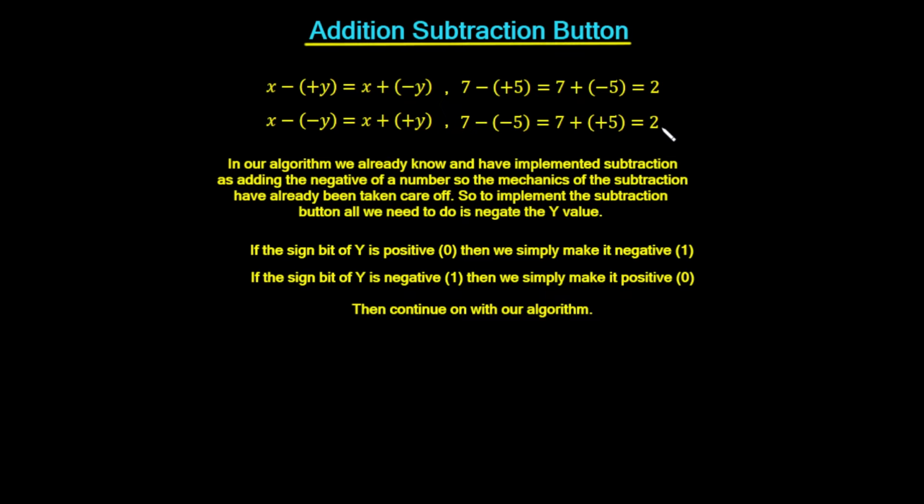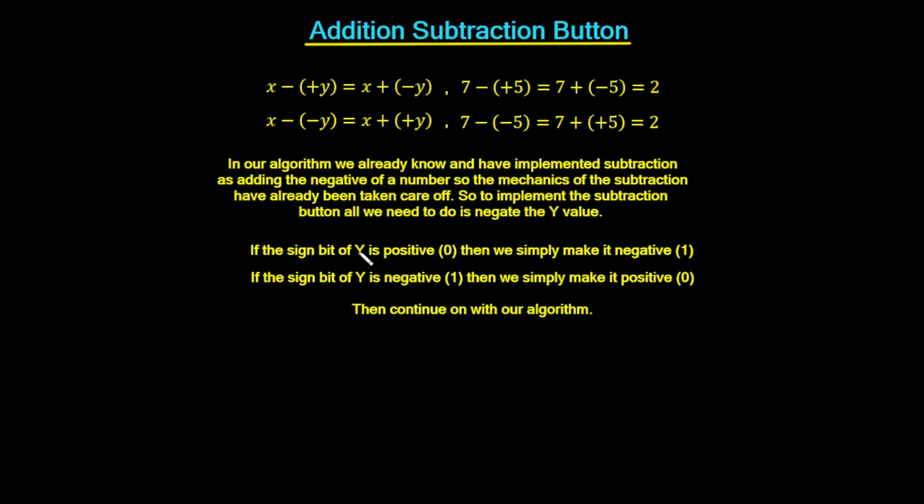Now, what we actually have here is an exclusive OR gate. So in the adder and subtractor that we have already designed, we know how to do the addition and we know how to do the subtraction. So in order to add this button in, all we have to do is change the value for our y, depending on whether we are doing an addition or subtraction, and whether the value for y is positive or negative.